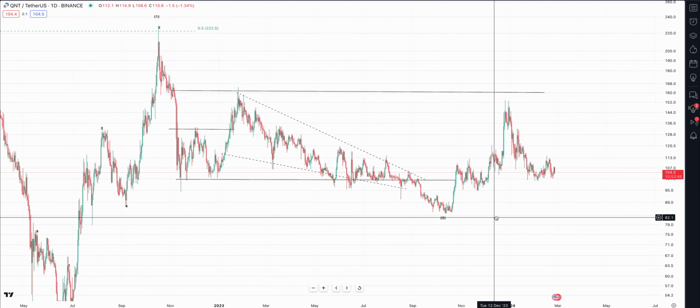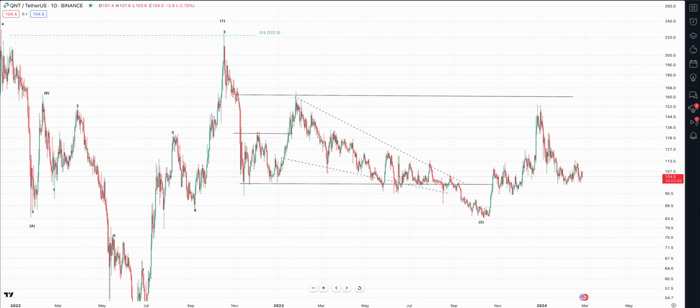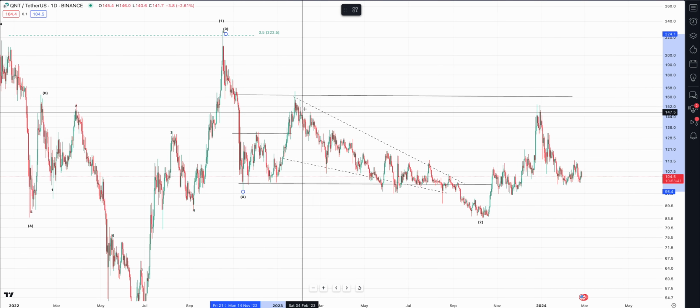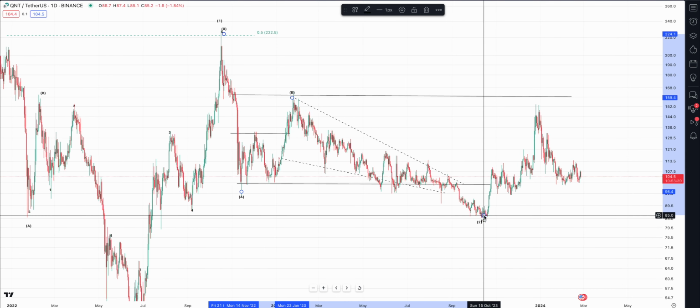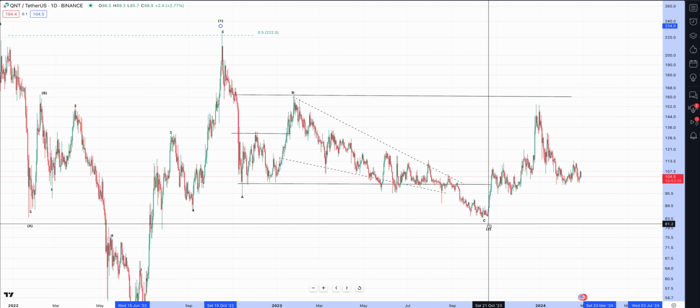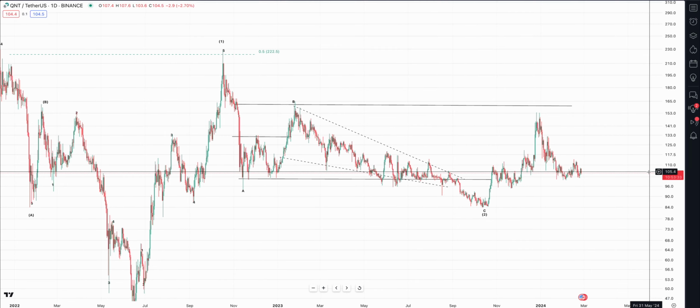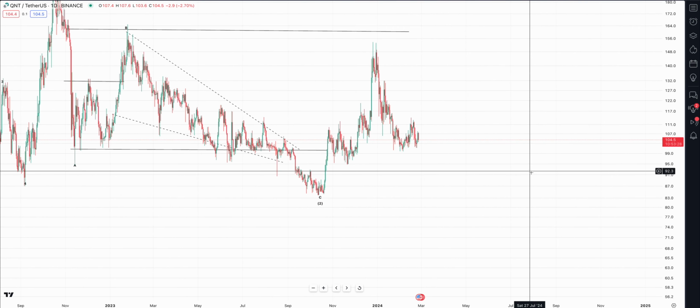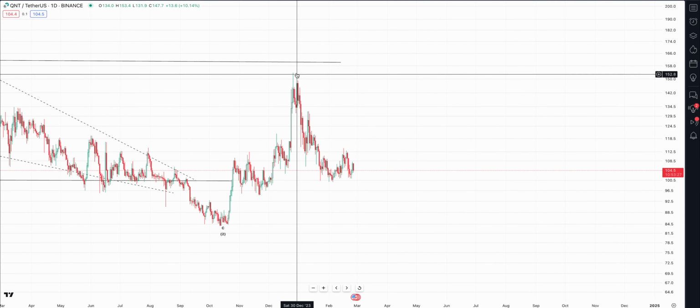Okay, so this is your wave 2, and then we have an ABC correction within that. So this is your A wave, your B wave, and then your C wave right here. Okay. Now we're starting our impulsive wave 3 to the upside. We've already had our wave 1.